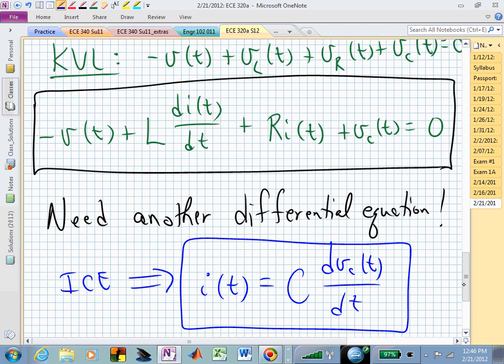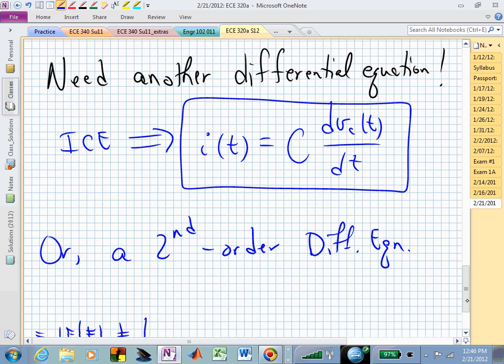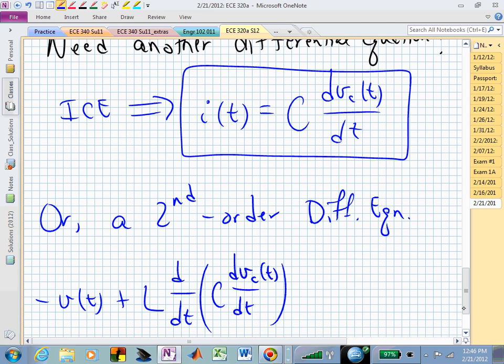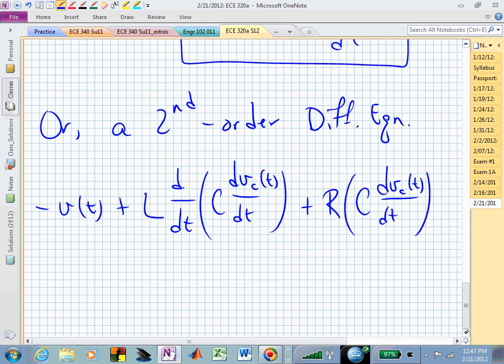Does everybody see what I'm suggesting that we do? We have now minus V of t plus L di dt, but we said we're going to get rid of I by C dV sub C dt. So there's L di dt with I now being replaced with C dV dt. Plus R times I, which is C dV sub C dt, plus V sub C of t equaling 0.